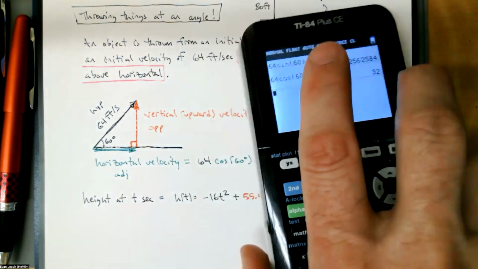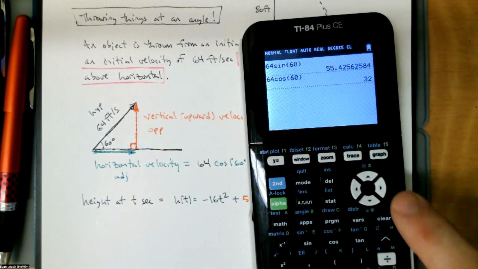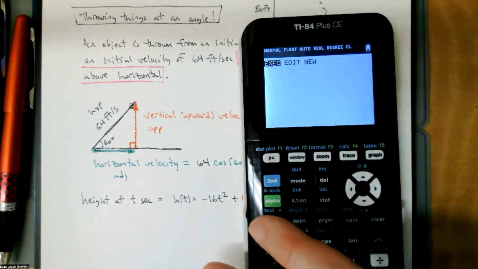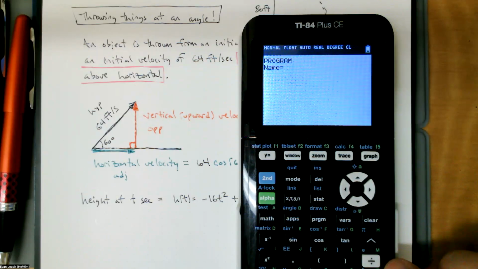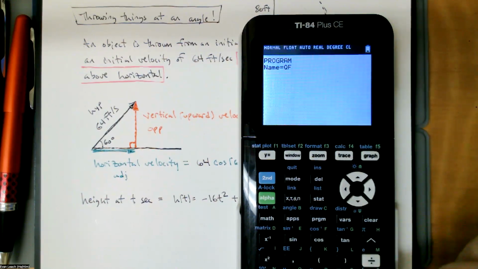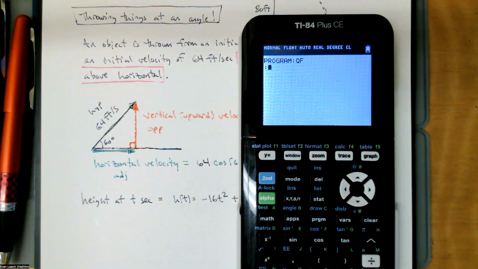So I'm going to use my calculator, and since I'm going to be solving, I'm going to want to tell my calculator what the quadratic formula is. Unfortunately, I have not got that stored in my calculator, so I'm going to go write a program. And I'm going to call my program quadratic formula. Programming on your calculator is pretty straightforward. You just have to know where the buttons are.